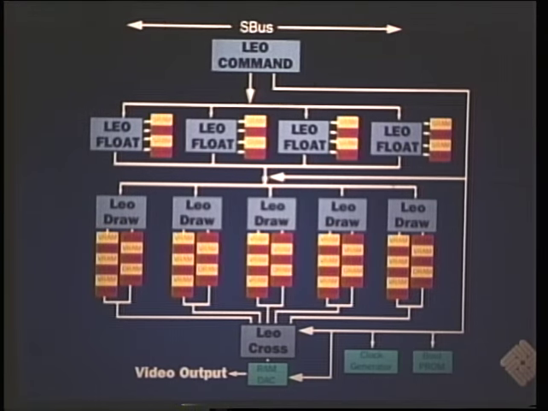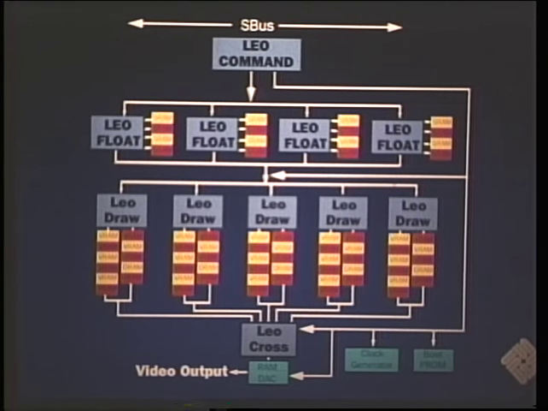This is the approach we took on Leo to an extreme. Our architecture has an element at the top, Leo command, which breaks up all primitives into as small of isolated pieces as possible, i.e. long triangle strips are broken up into individual triangles, long polylines are broken up into individual vectors, and well, dots are already broken up into dots. Then these isolated primitives are distributed to the individual floating point units below, labeled Leo float. Now this is a little bit of extra floating point work because we can't take advantage of chaining in the data, but it's greatly simplified our processing.